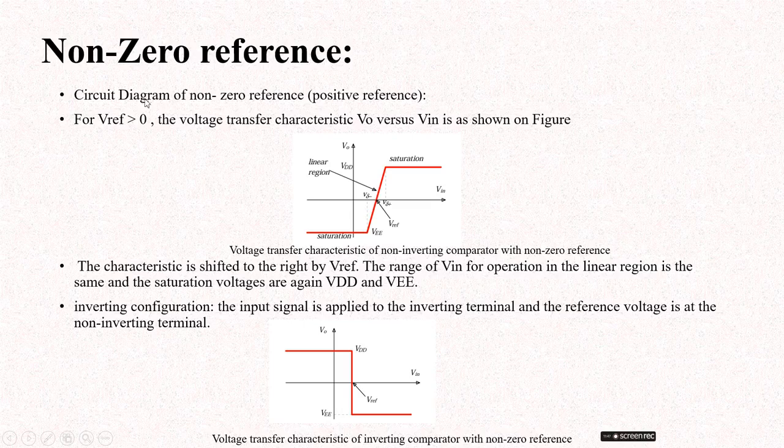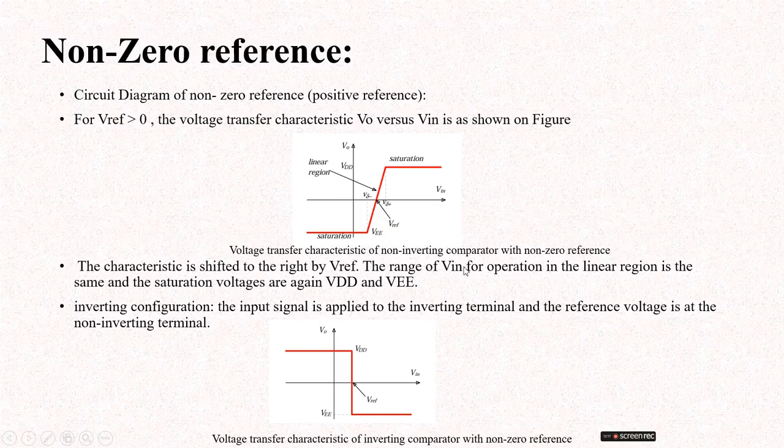So the circuit diagram of non-zero reference, that is, we can apply some positive voltage. When the reference voltage is greater than zero, observe the voltage transfer characteristics, the output versus input, as shown in the figure. So this is the reference voltage shifted the curve. The characteristics is shifted to the right by the reference voltage.